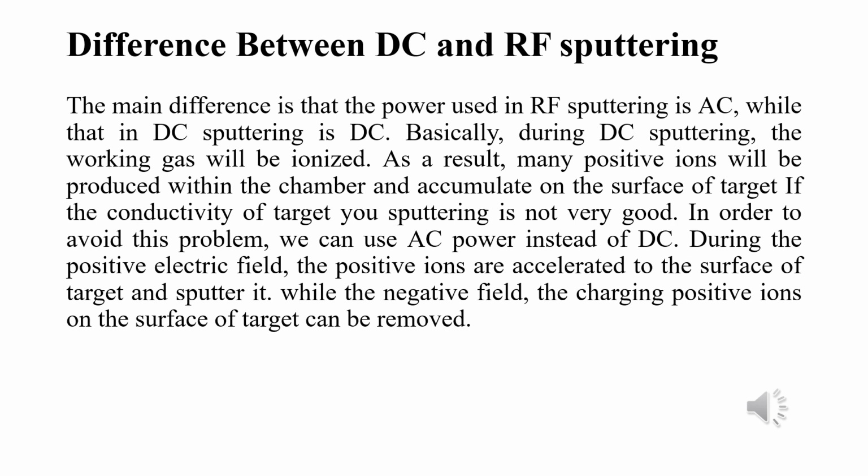Basically, during DC sputtering, the working gas will be ionized. As a result, many positive ions will be produced within the chamber and accumulate on the surface of the target. If the conductivity of the target you sputtered is not very good, in order to avoid this problem, we can use AC power instead of DC. During the positive electric field, the positive ions are accelerated to the surface of the target and sputter it, while during the negative field, the charging positive ions on the surface of the target can be removed.